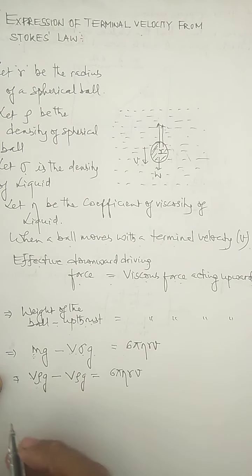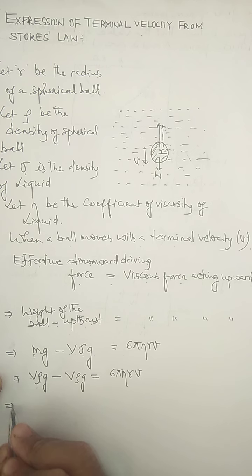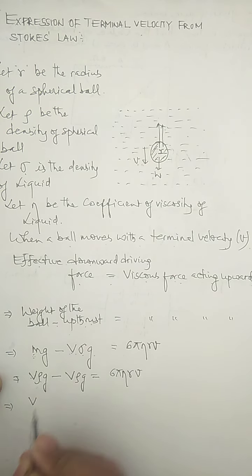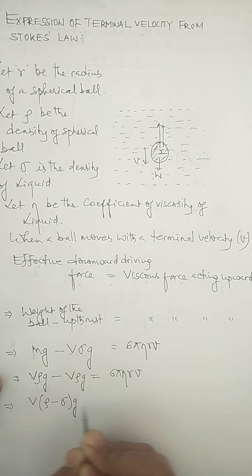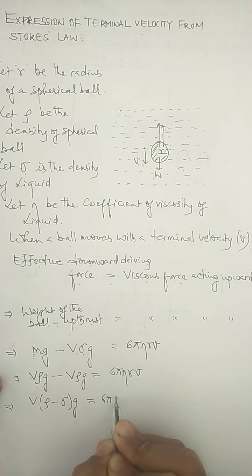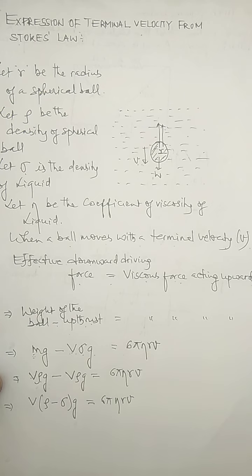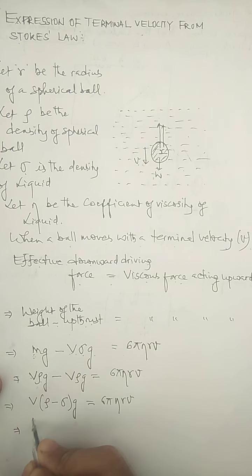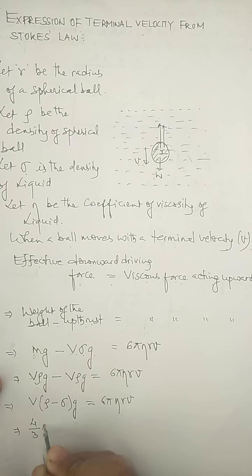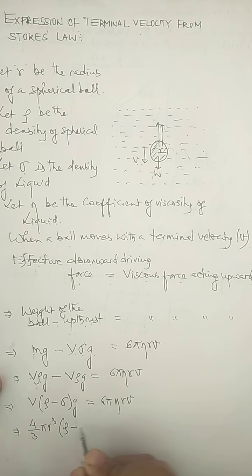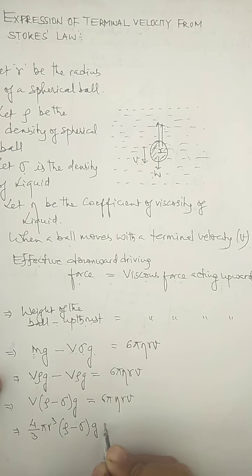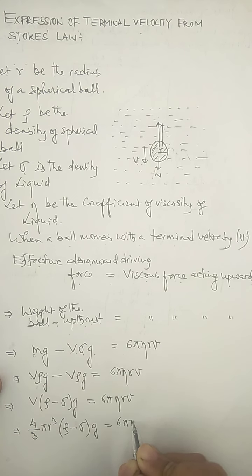So you can see what is common in the expression. The common is what? V. I take common V and g. So inside the bracket is rho minus sigma into g equals 6 pi eta rv. But children, you know a sphere has a volume also. So the volume of the sphere is given by the formula 4 by 3 pi r cube, and r is the radius. So 4/3 pi r cube (rho minus sigma) g equals 6 pi eta rv.